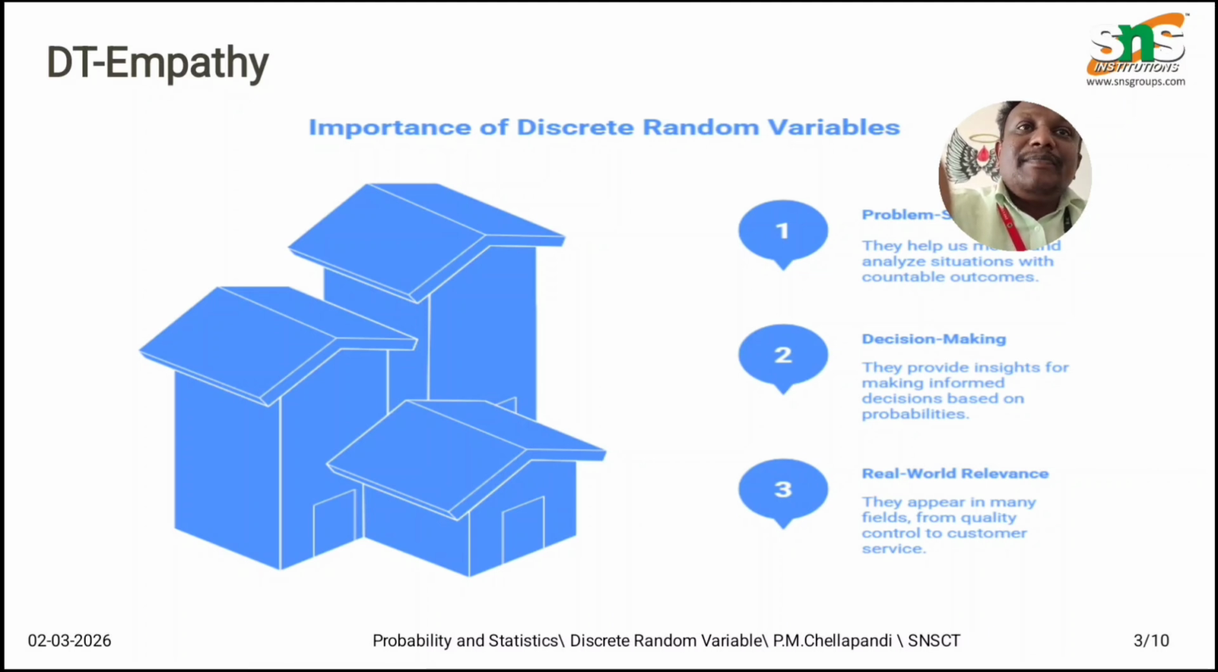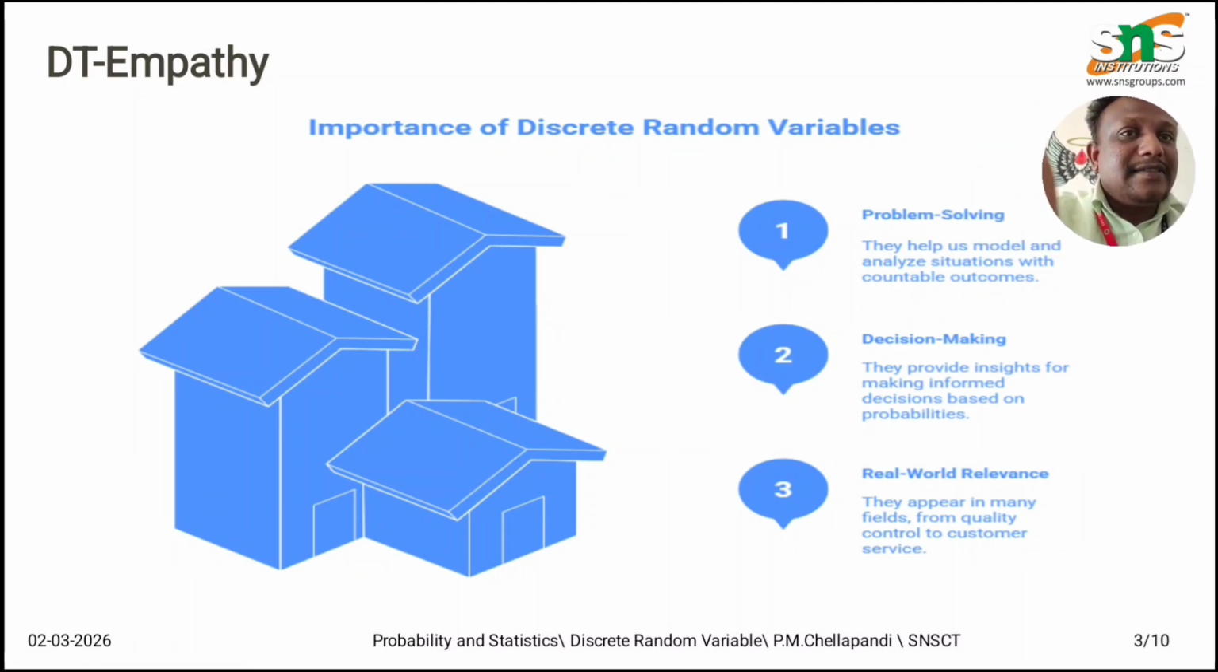In the next part we are going to understand the empathy part of this concept, right? A discrete random variable is a variable that takes countable values. These values can be finite, for example 0, 1, 2, 3, etc., or countably infinite, right? I would like to explain this with two examples. The first one is the number of heads in three coin tosses. The possible values are 0, 1, 2 or 3. The second is the number of defective bulbs in a box.